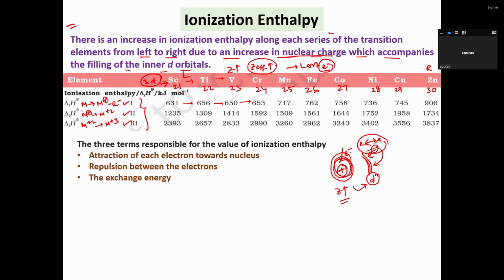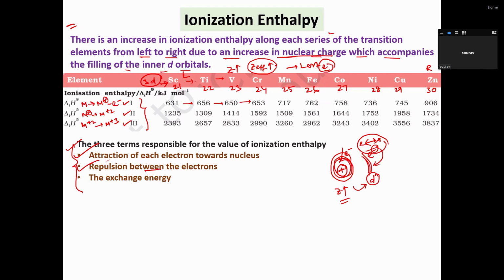So that's why this value is increasing, but not to a large extent. And there are three terms that can also explain this fact. First of all, the attraction of the s electrons towards the nucleus. That is the Z effective nuclear charge, which I have already discussed here.